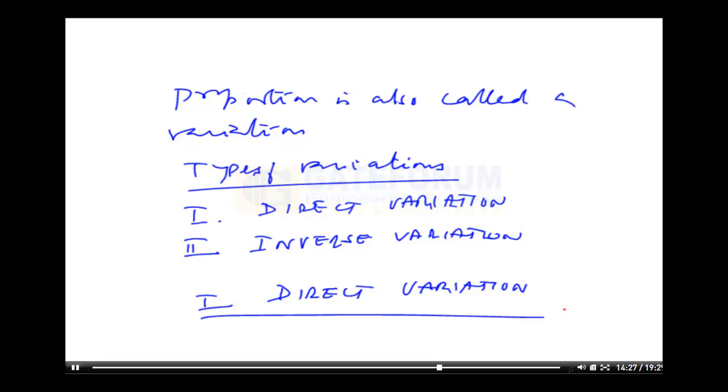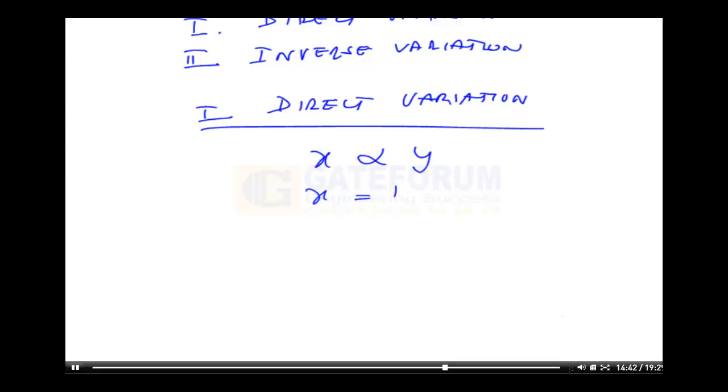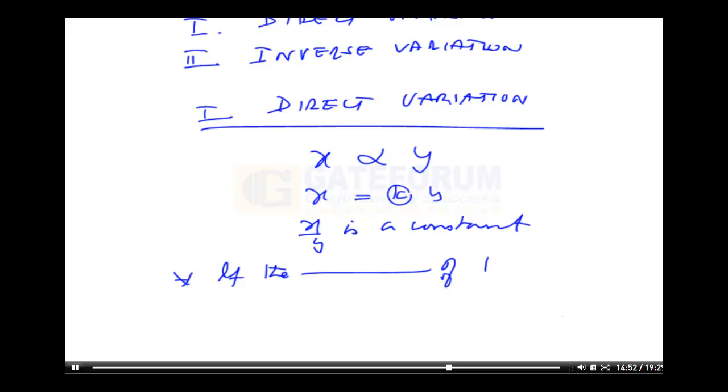What is the meaning of that? Two quantities x and y vary directly. They change directly, meaning what? The increase in x should bring in the corresponding increase in y. Or more of x is more of y, less of x is less of y. We remove the constant of proportionality by multiplying by a constant. What do you get? x by y is a constant. What is x by y? If the dash of two quantities, what do you fill with that?